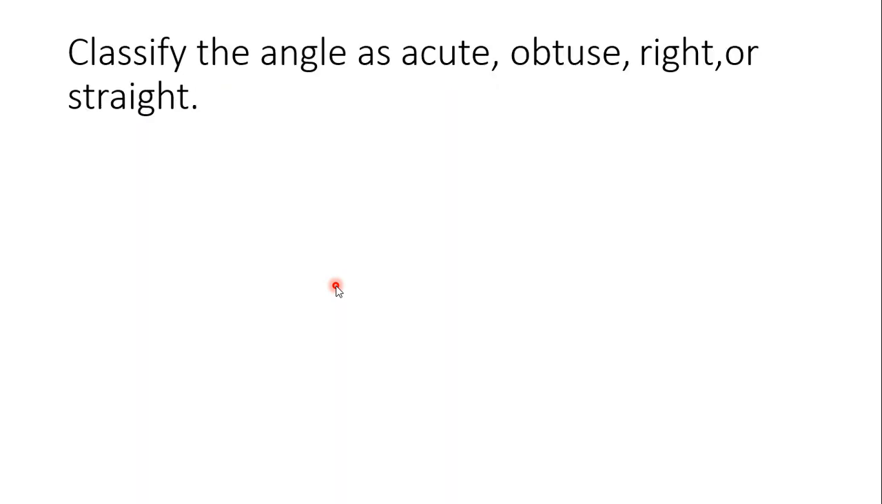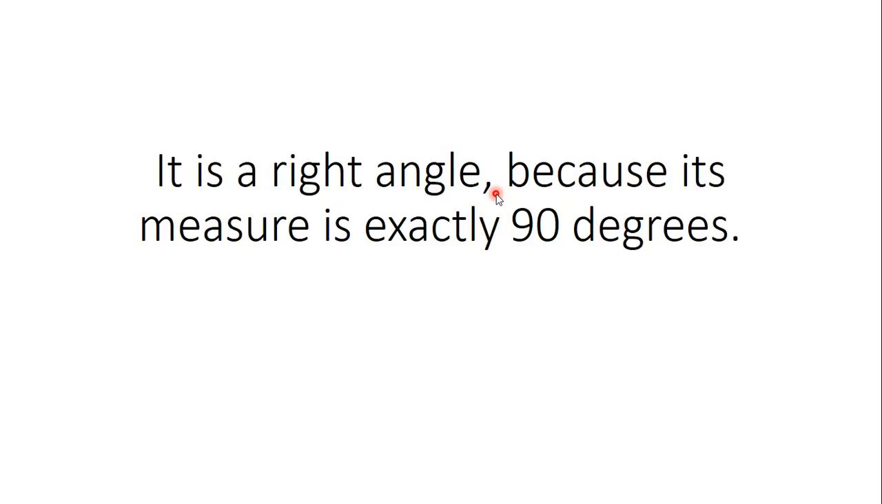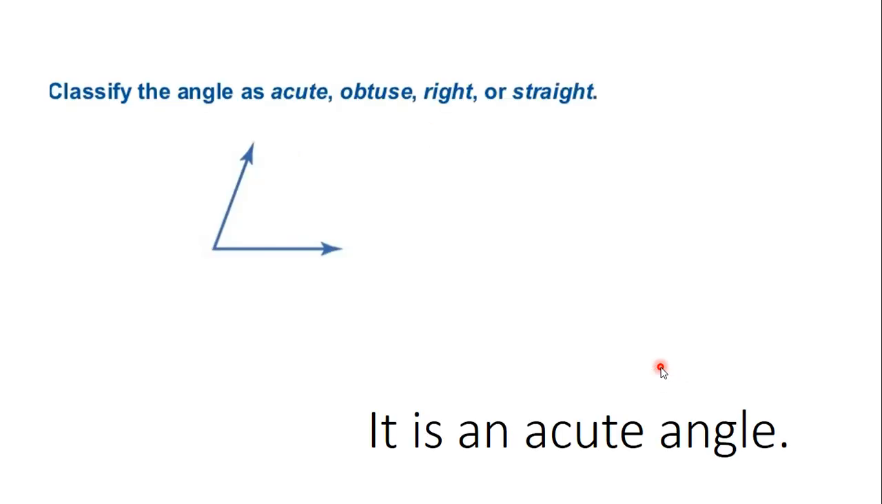Another example, what about this angle? It is a right angle because its measure is exactly 90 degrees. And we can know from the symbol. One more example. This angle is an acute angle because its measure is less than 90 degrees.